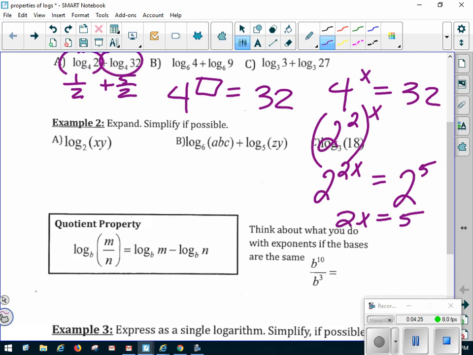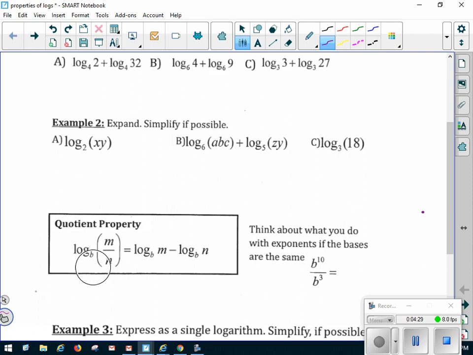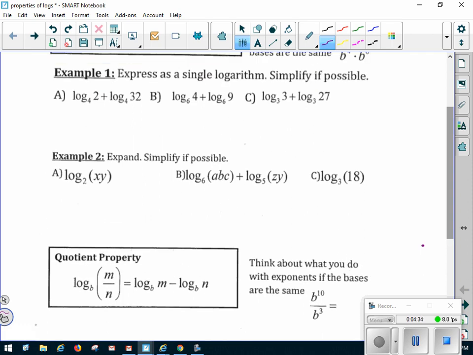Now, so we know the answer to that's 3. But we also have a formula that we can use that says when you're adding 2 logs of the same base, then all you have to do is multiply those numbers right there. Log base 4 of, what's 2 times 32? 64. And guess what? 4 to the 3rd power is 64. So that's how we get our 3. A lot easier than what we just did.